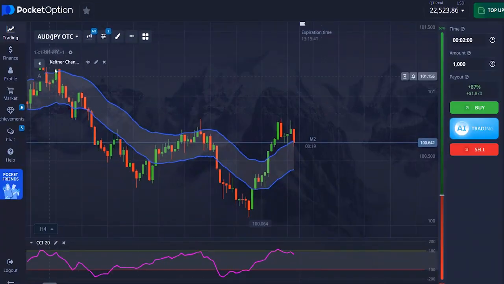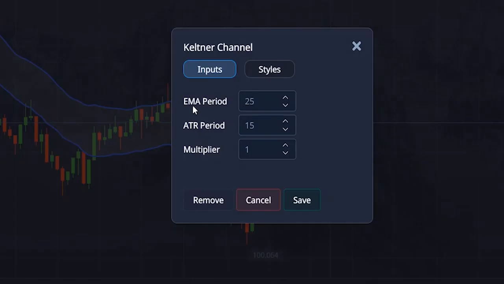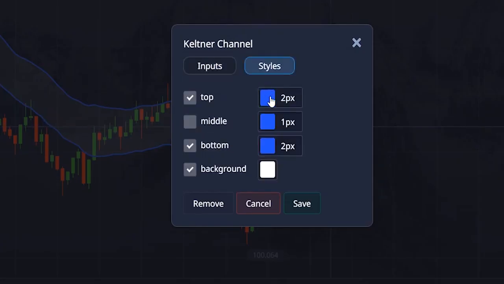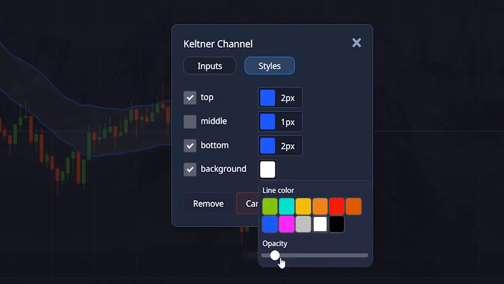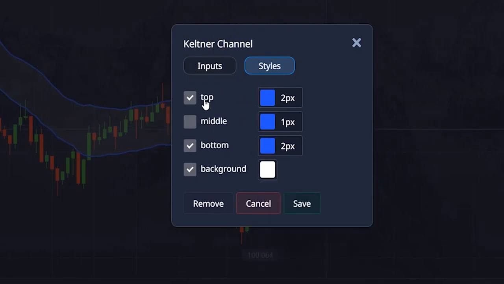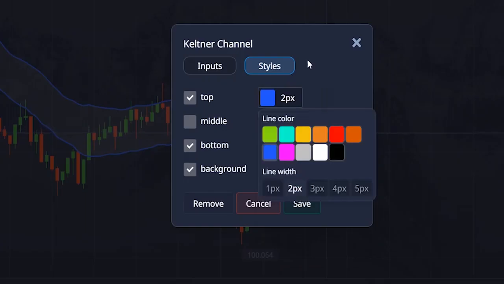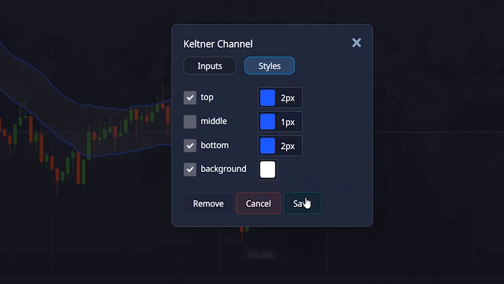So the settings of our technical channel come with the EMA period of 25, the ATR period of 15, while the multiplier is 1. Right here on the style level, we're going to be using these colors, while on the background color we're going to be using a white color. It all depends on how you want the opacity to be, but just leave it like this. And do not forget, we're going to be using just the top and the bottom. I'm going to be using blue colors, at 2 pixels each. Once you're done with these settings, hit save.